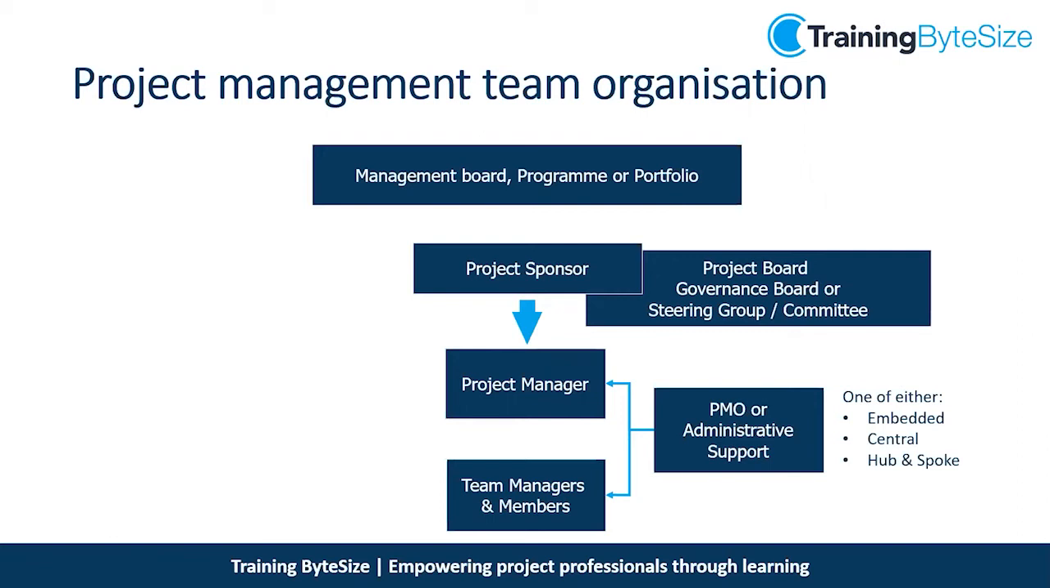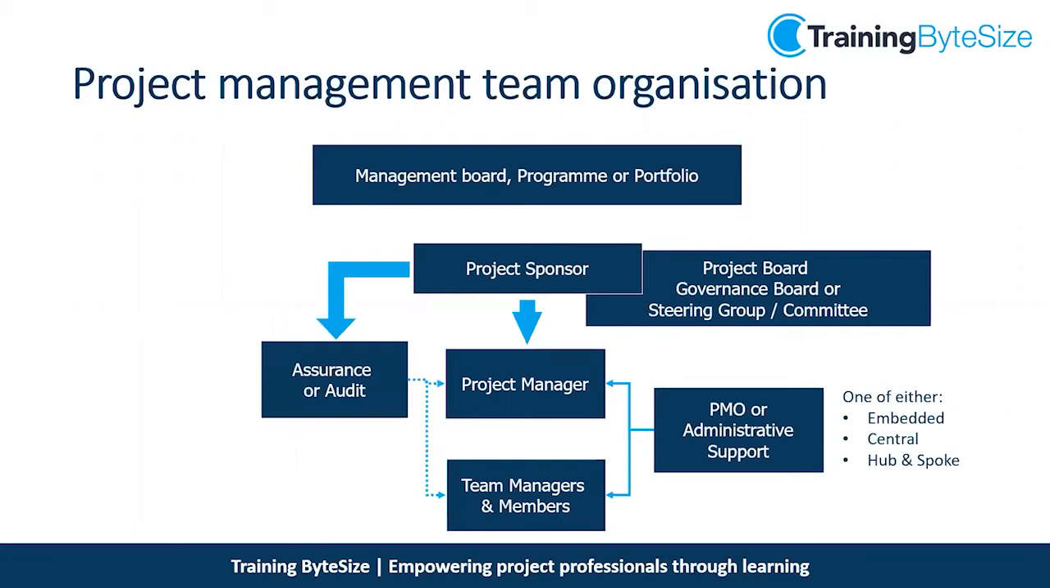Hub and spoke blends those two together. So you'll have people from a central PMO being deployed into projects to help support them directly. So hence hub being the central area, then you have spokes which are all going out to these different projects to support them and embed into them directly. You still have that centralized hub area.